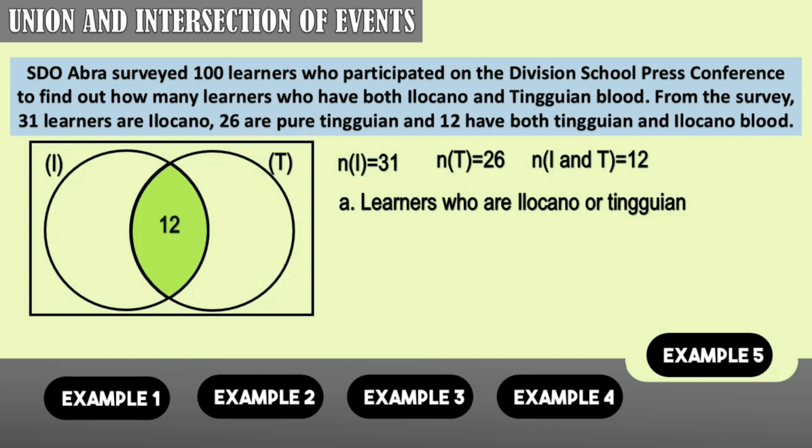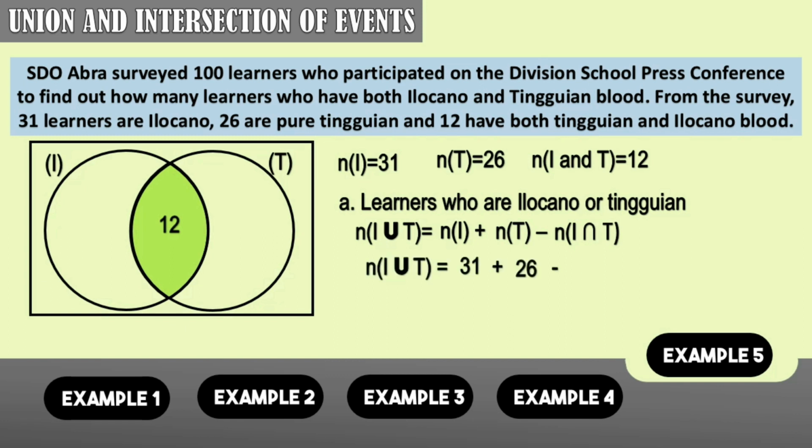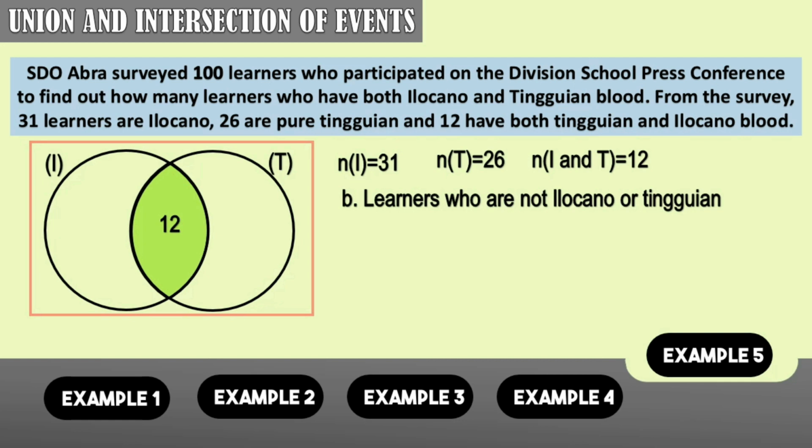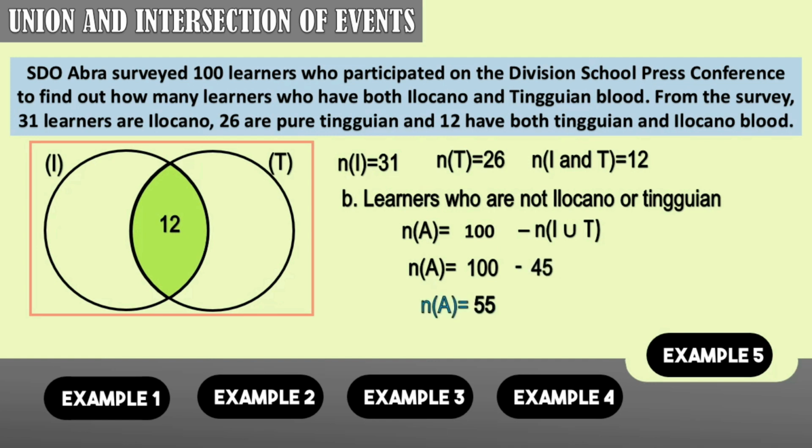How many learners are Ilocano or Tingyan? We are referring to the cardinality of Ilocano plus the number of Tingyans minus their intersection. Substituting the values, 31 plus 26 minus 12 from our given is equal to 45. How about learners who are not Ilocano or Tingyan? Out of 100 learners, we subtract the cardinality of I union T that we got a while ago. So, 100 minus 45 is 55. That can be placed outside the circles but inside the rectangle since they don't belong to any of the events.